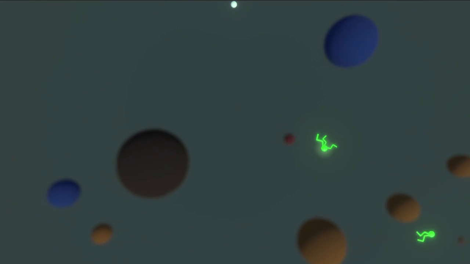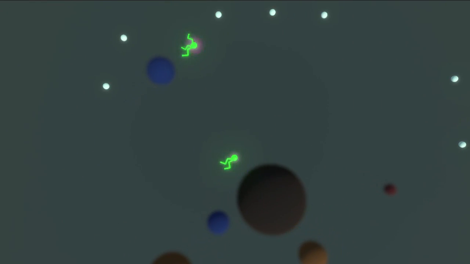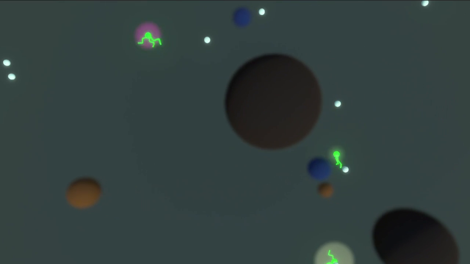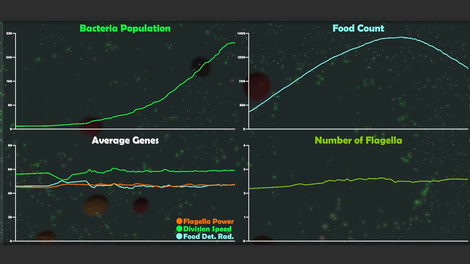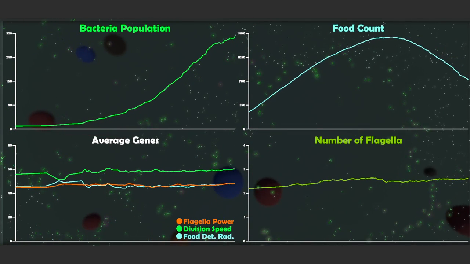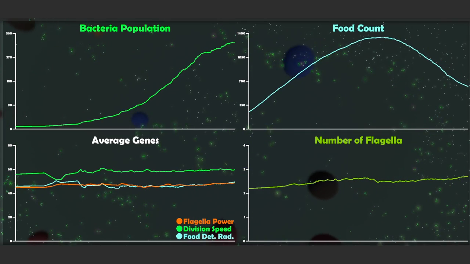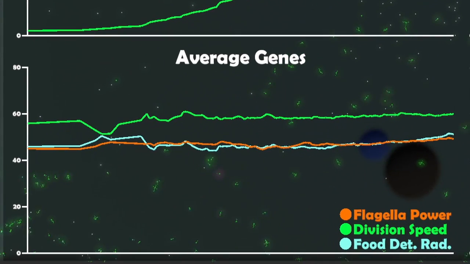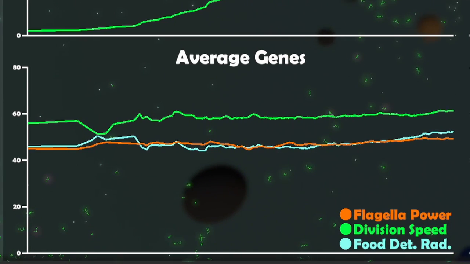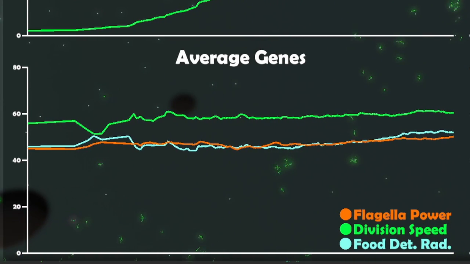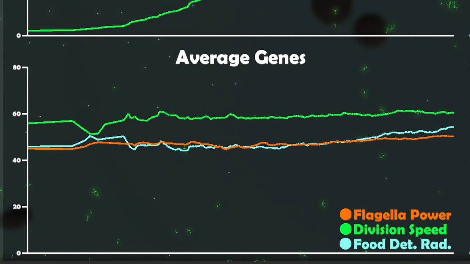This will be our control, the baseline, so to speak. 10 bacteria are initially spawned with random genomes. As the bacteria are eating and multiplying exponentially, their population shoots up and the amount of food starts to sharply decrease. You can see that under the average genes plot, there is no real advantage to any gene, so they always roam around the average level of 50.